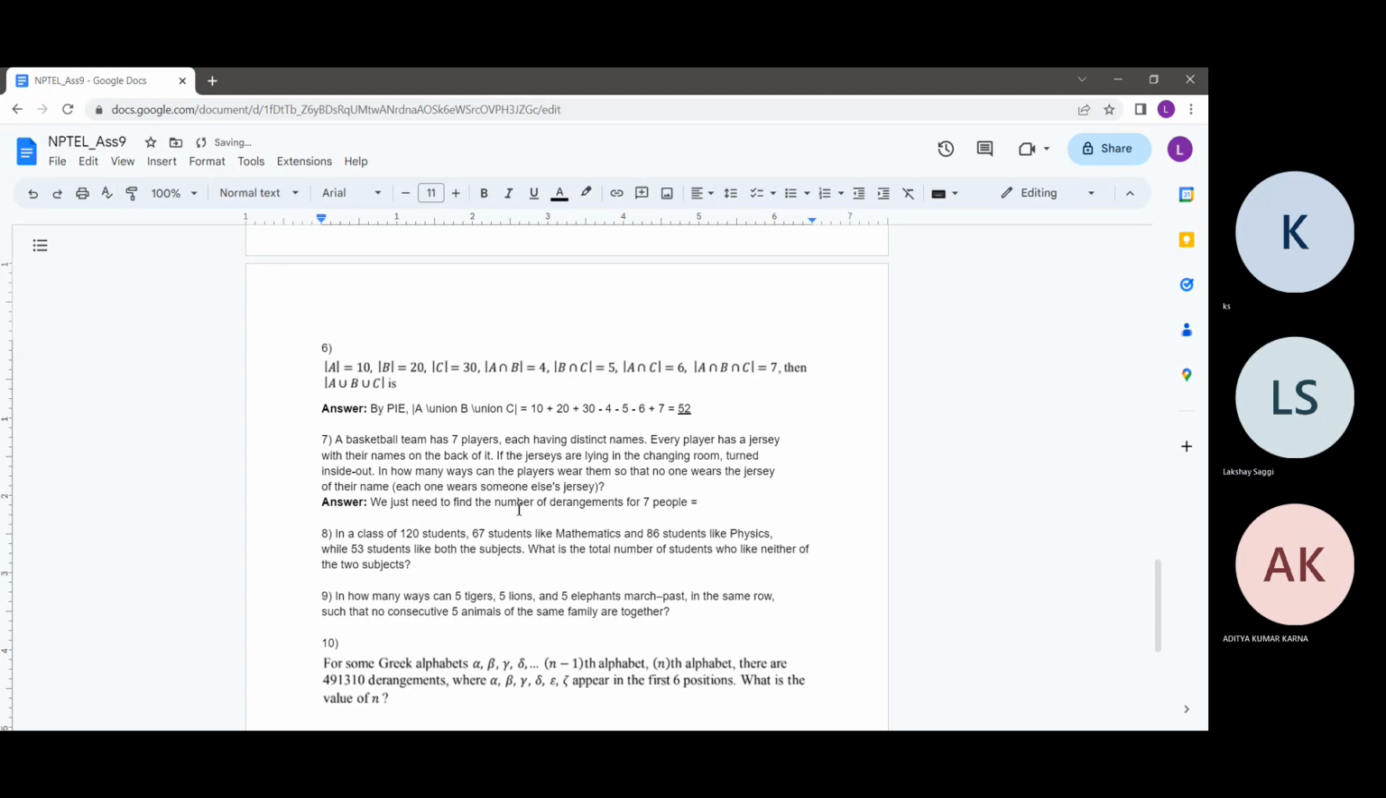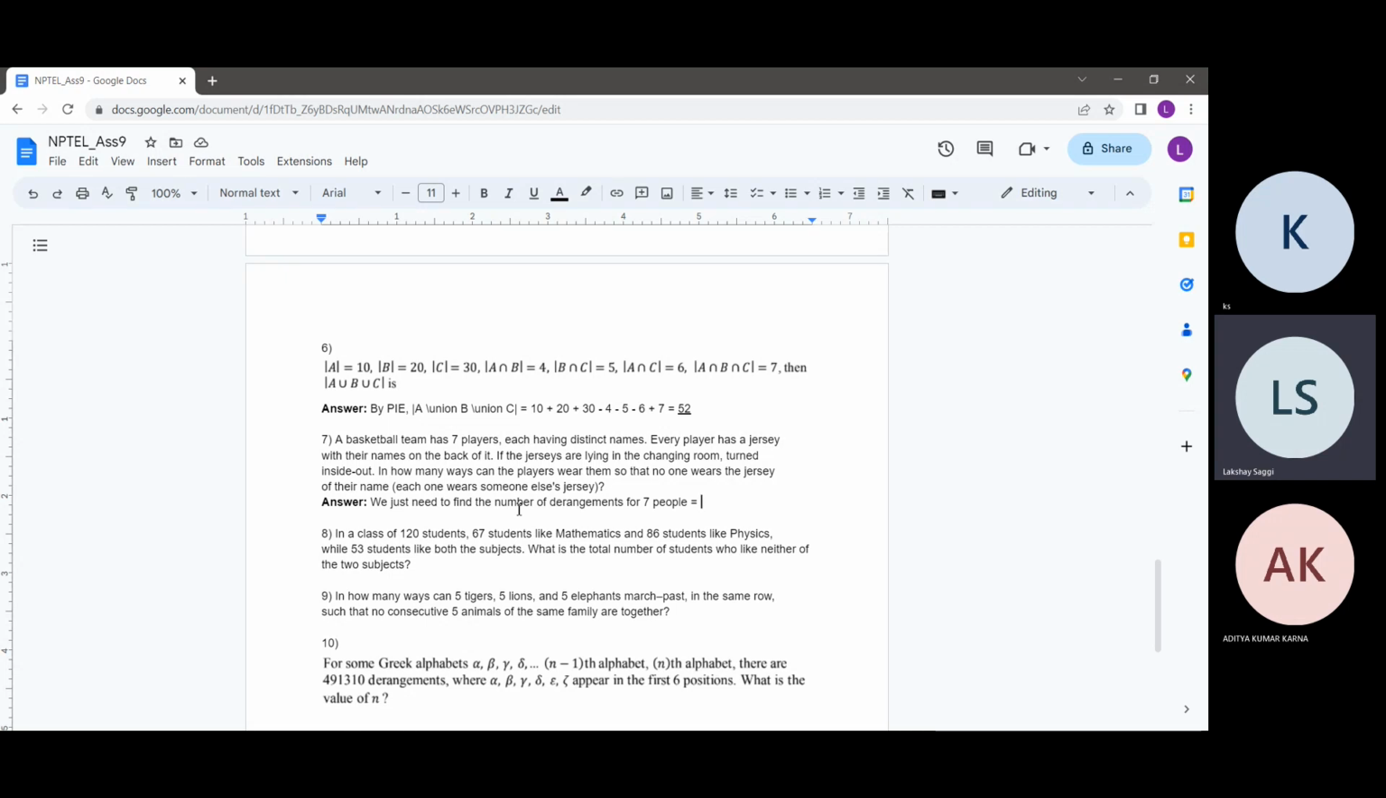So the number of derangements is generally given by the formula, as you might remember, 7C0 times 7 factorial minus 7C1 times 6 factorial. This is already done in the lecture, I'm just discussing this orally. So 7C0 times 7 factorial minus 7C1 times 6 factorial. It's also the principle of inclusion-exclusion only.